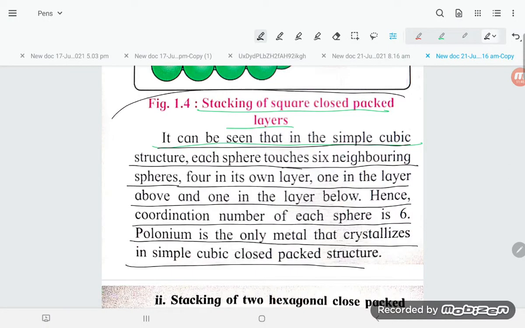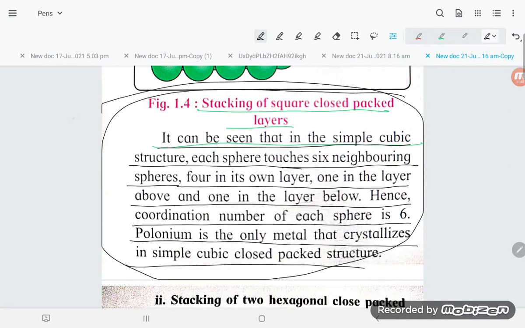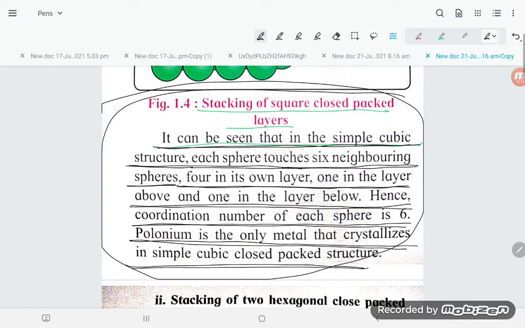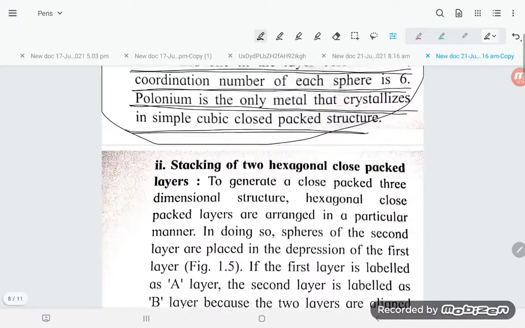Here, dear students, you see it can be seen that in the simple cubic structure, each sphere touches 6 neighboring spheres, 4 in its own layer, 1 in the layer above and 1 in the layer below. Hence the coordination number of each sphere is 6. Polonium is the only metal that crystallizes in the simple cubic structure.